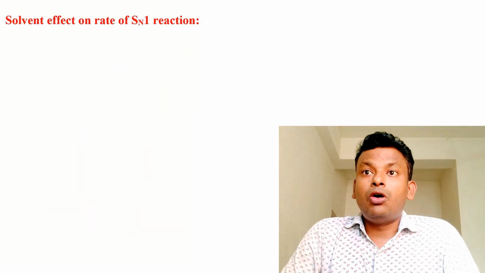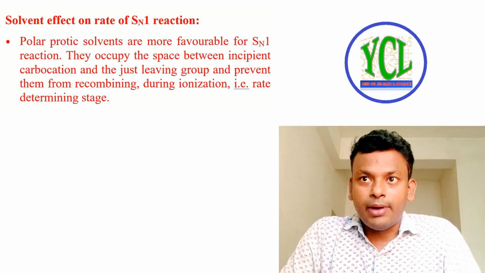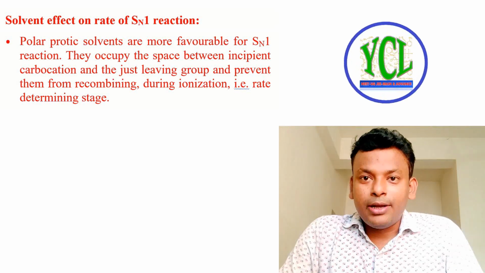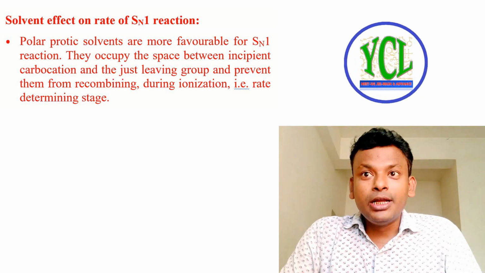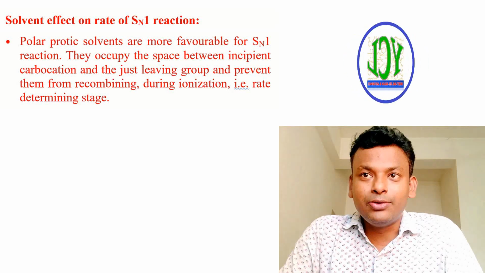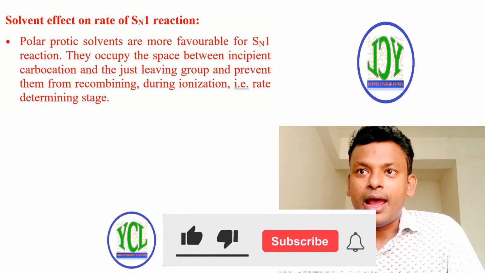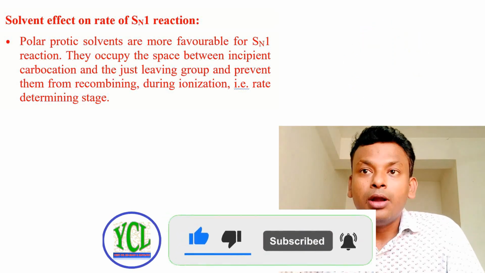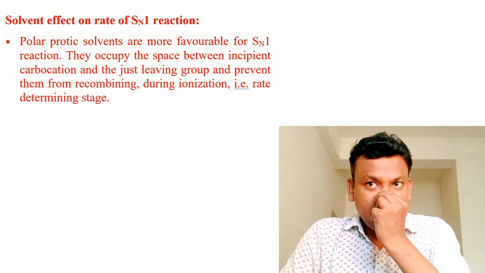And next, the solvent effect on the rate of the SN1 reaction. Polar protic solvents are more favorable for the SN1 reaction. We know that polar aprotic solvents are more favorable for the SN2 reaction. Here polar protic solvents are more favorable for the SN1 reaction. They occupy the space between the carbocation and the leaving group and prevent them from recombining during ionization, that is the rate determining step.